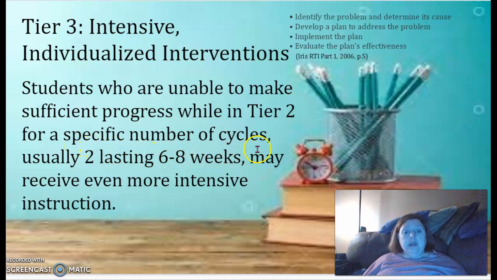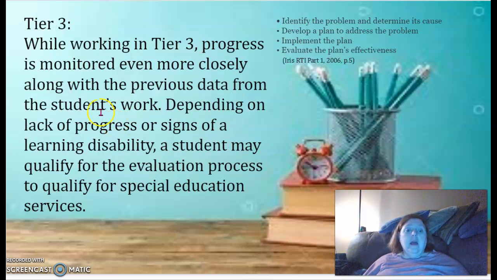Also, in Tier 3, when we have students who do not make progress or have not moved adequately in their cycles, that is what we can consider looking at whether or not the student may qualify for the evaluation process to qualify for special education services.